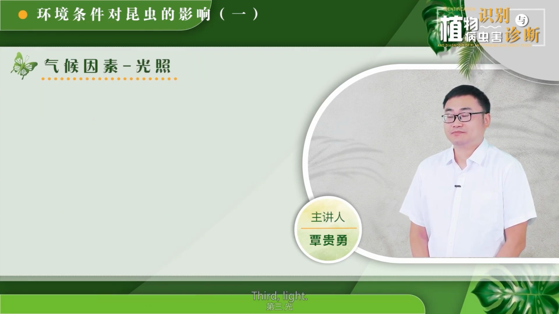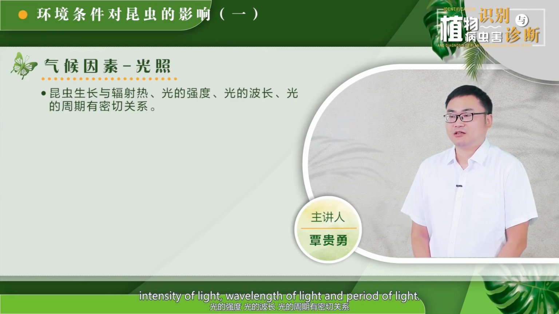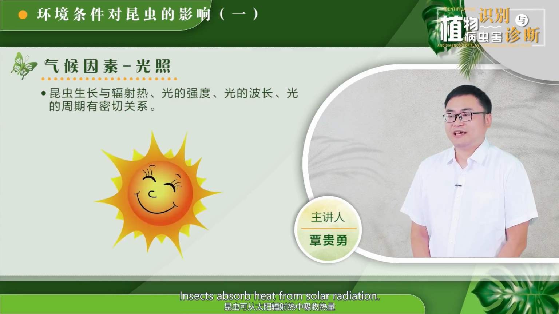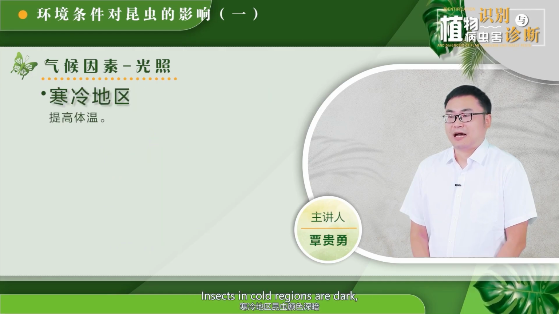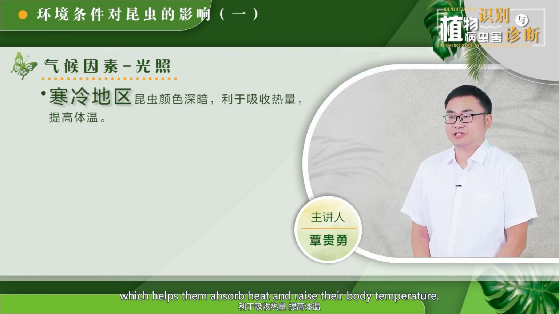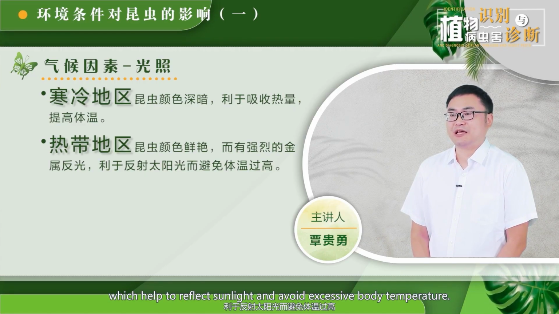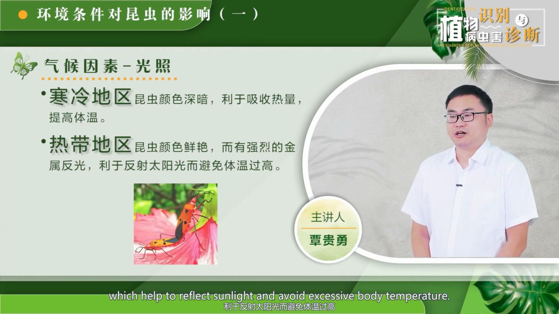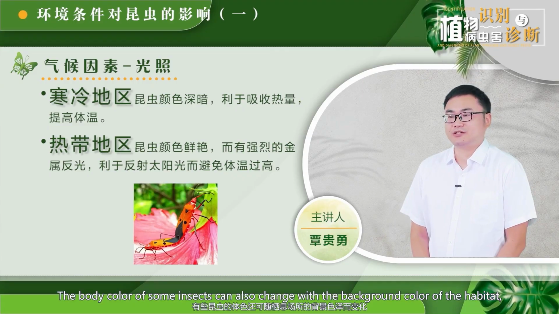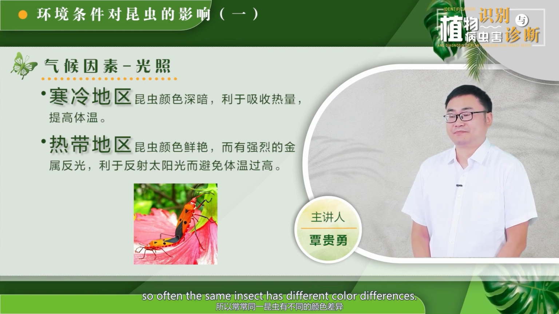Third, light. The growth of insects is closely related to radiant heat, intensity of light, wavelength of light, and period of light. Insects absorb heat from solar radiation. Insects in cold regions are dark, which helps them absorb heat and raise their body temperature. Insects in the tropics have bright colors and strong metallic reflections, which help to reflect sunlight and avoid excessive body temperature. The body color of some insects can also change with the background color of the habitat, so often the same insect has different color differences.